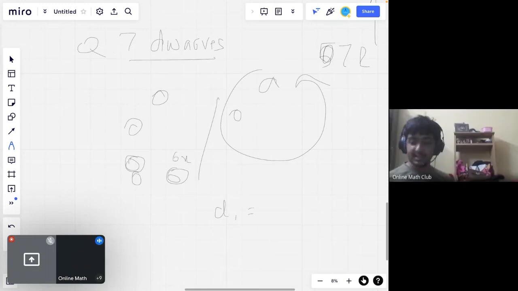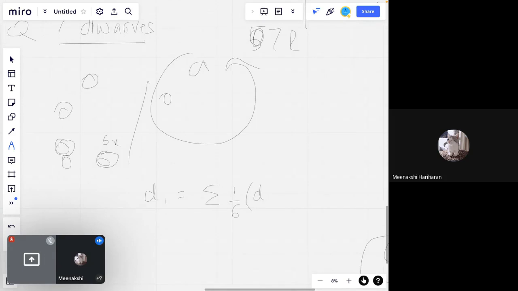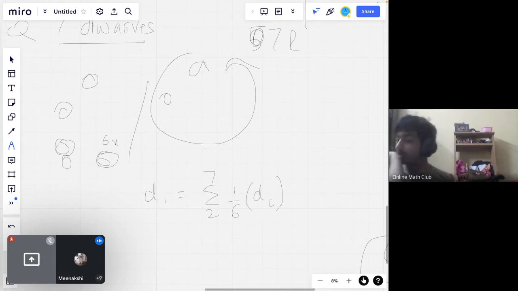Can you say that again? D1. Yeah, so the summation 1 by 6 times the summation from 2 to 7. Can we declare a quantity Q such that it is equal to the sum of the milk? D plus D1 by 6. Now DI.